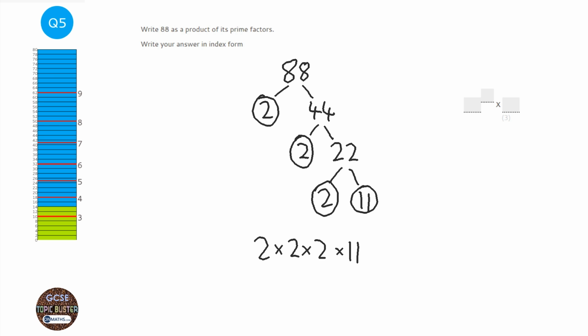Now if you're also asked to write it in index form, that means instead of 2 times 2 times 2, you're going to write 2 to the power of 3 times 11. Now don't work that out because that will give you 88, so 2 cubed times 11 is 88.